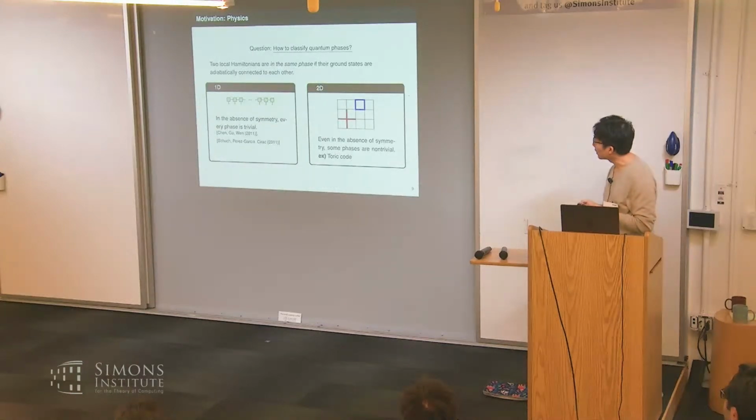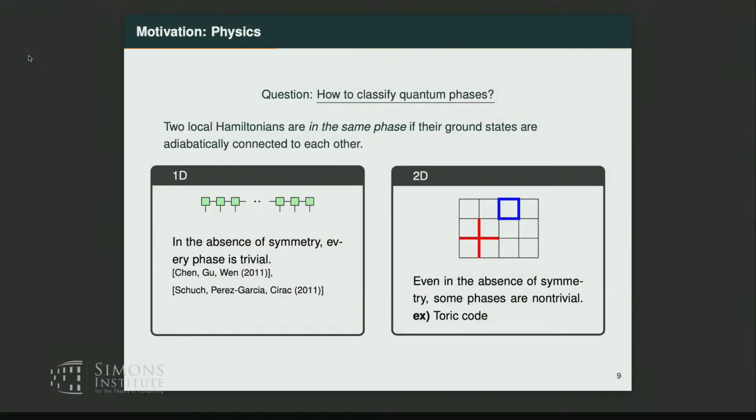The other question is how to classify quantum phases. Again, the rule is that if two local Hamiltonians have ground states that are adiabatically connected to each other, we say that they're in the same phase. In 1D, we have this seminal result, which classifies phases. And in 2D, well, basically, we already know that there are these non-trivial phases, such as the toric code. So this problem is much richer. And our work doesn't solve these problems in full generality, but it does in a restrictive setting.